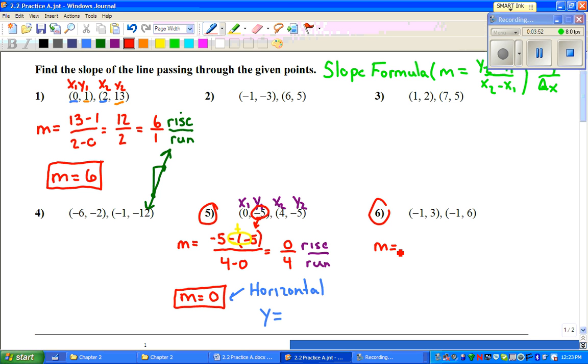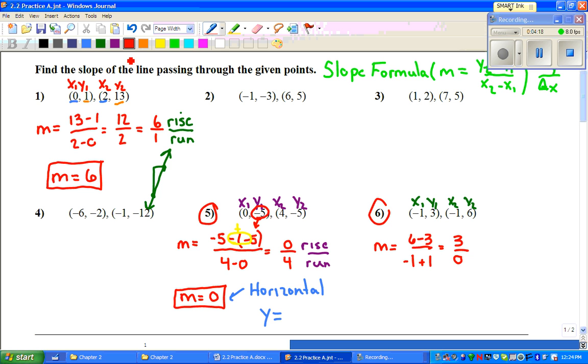Okay, this one over here, we'll see how this one's a little bit different. Let's label x1, y1, x2, y2. All right, so 6 minus 3, we good with that? Negative 1 minus negative 1 is going to give you negative 1 plus 1. So we're going to end up with 3 over 0.